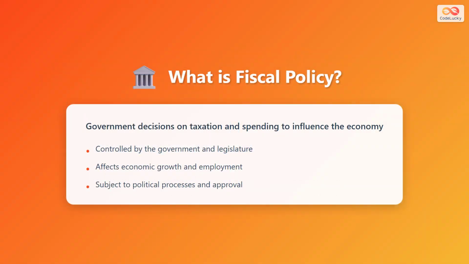Now let's turn to fiscal policy. Fiscal policy refers to government decisions on taxation and spending that influence the overall economy. Unlike monetary policy, fiscal policy is controlled directly by the government and legislature, not by an independent central bank. The main objectives are to affect economic growth, create employment opportunities, and redistribute income. Because fiscal policy involves government budgets and tax laws, it requires approval through political processes, which means changes often take longer to implement compared to monetary policy adjustments.